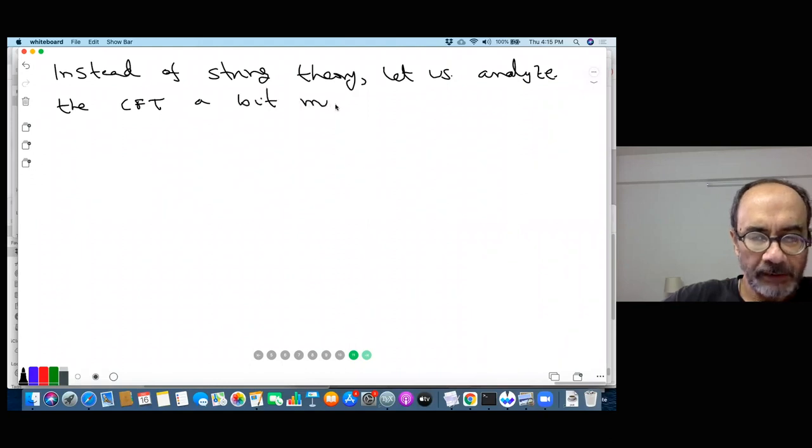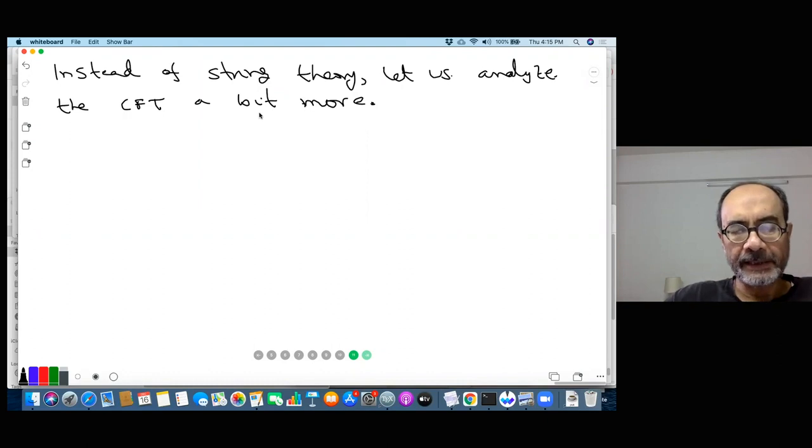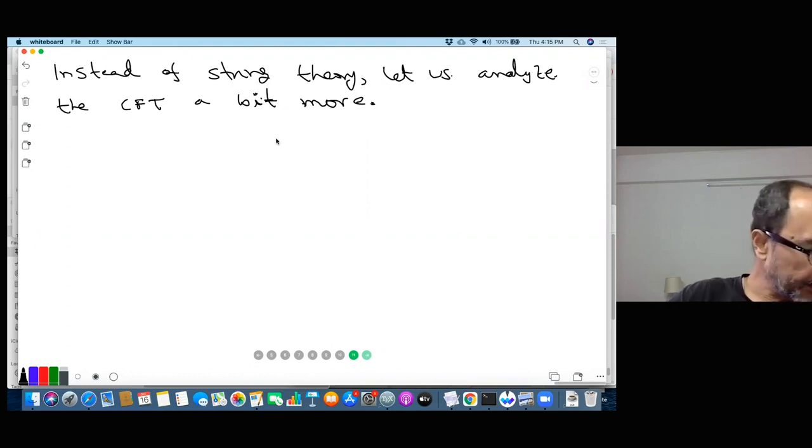Okay, which means that for now you don't restrict yourself to the kind of additional conditions that we imposed. Eventually, of course, for string theory, you have to impose those conditions, but let's just study the CFT a bit more, because it will give us some insight.